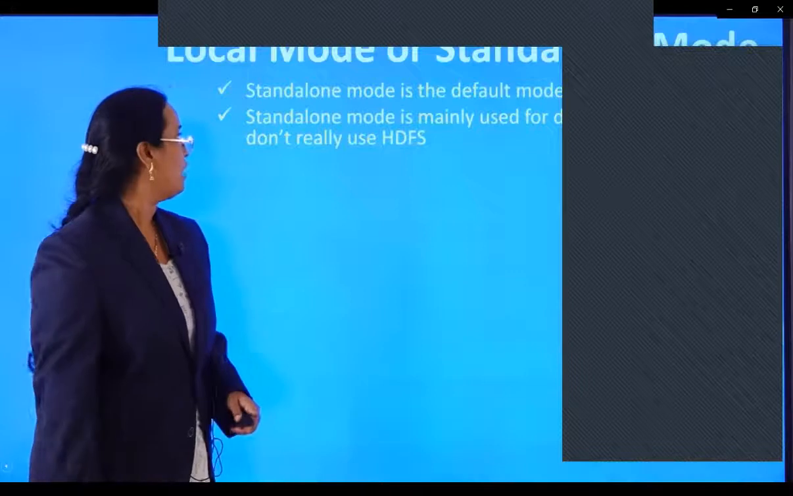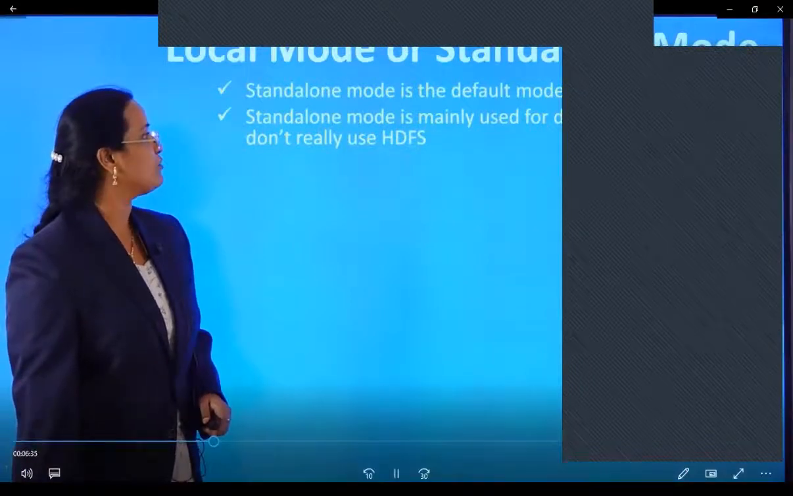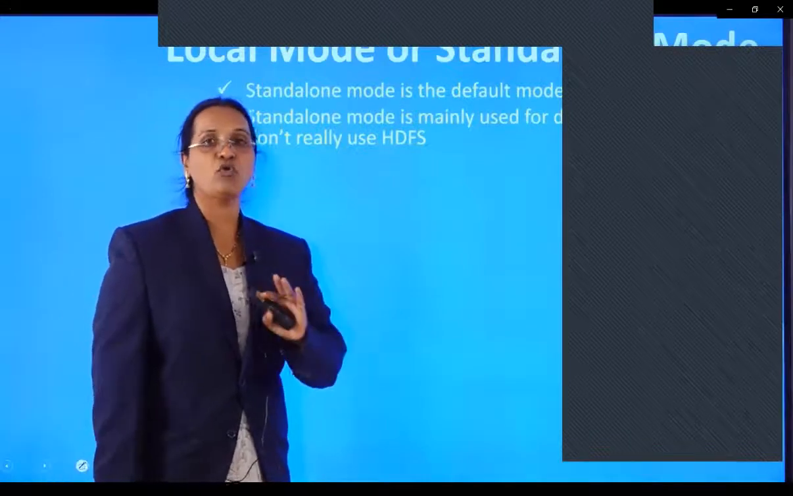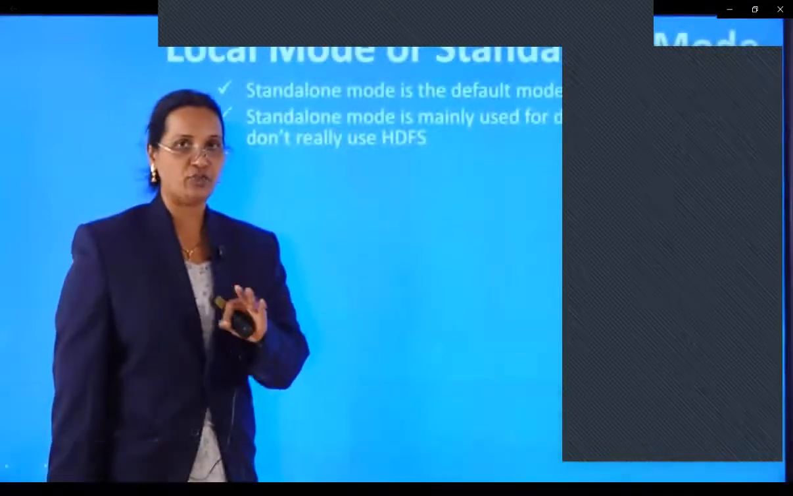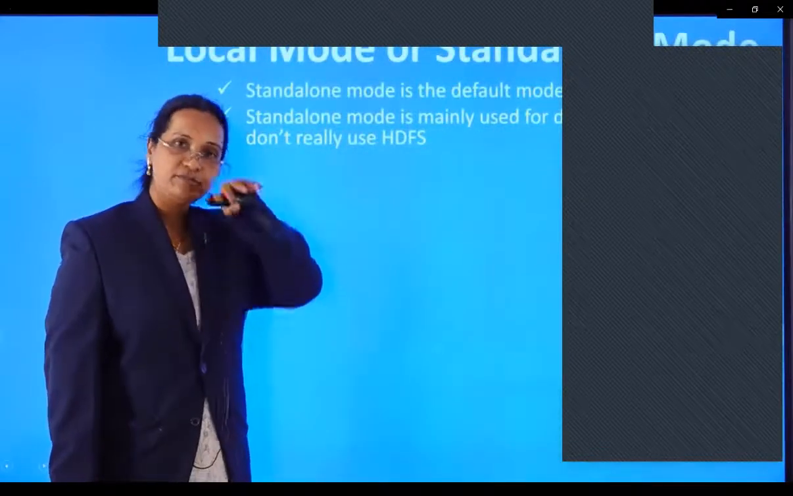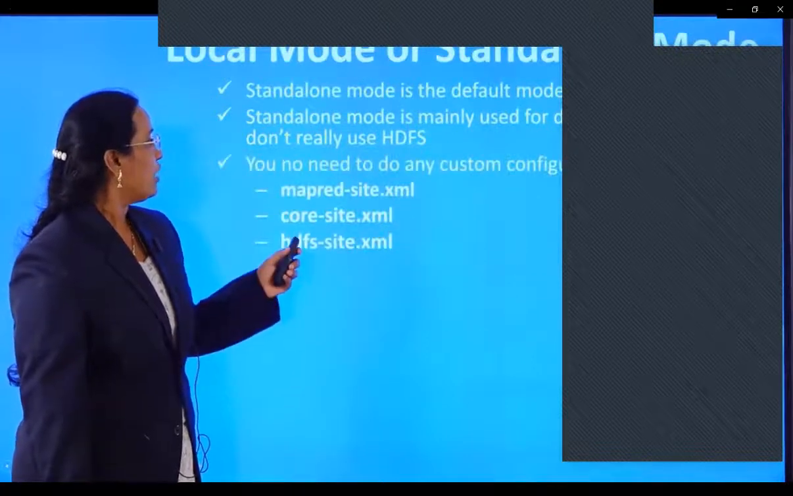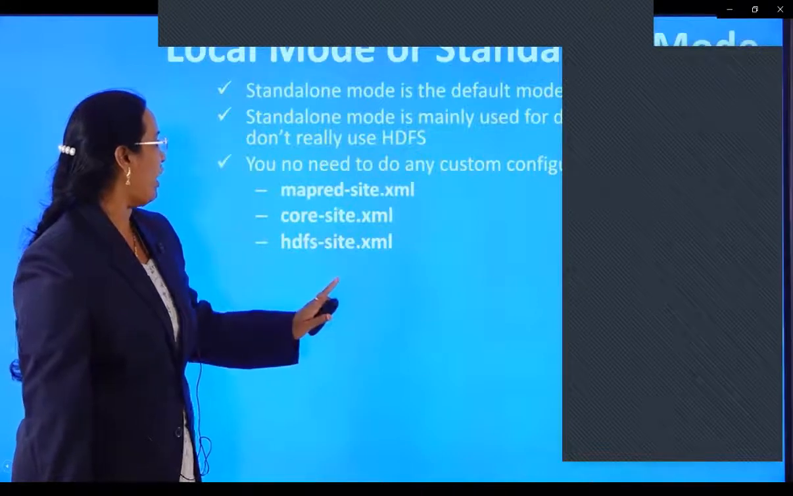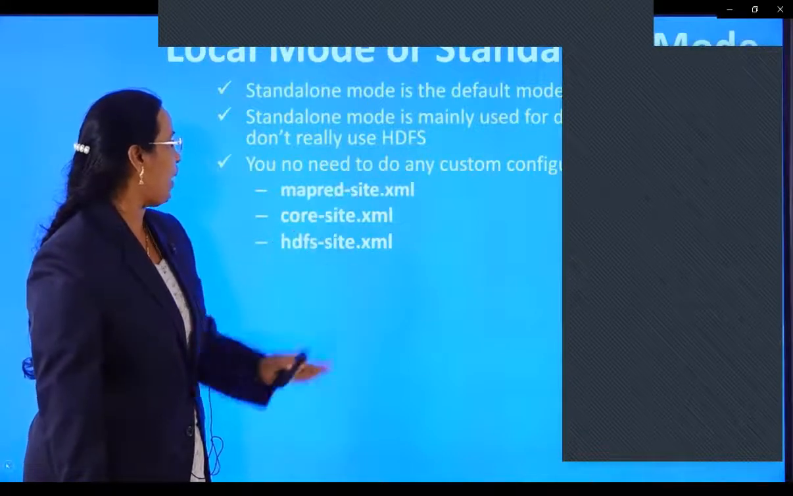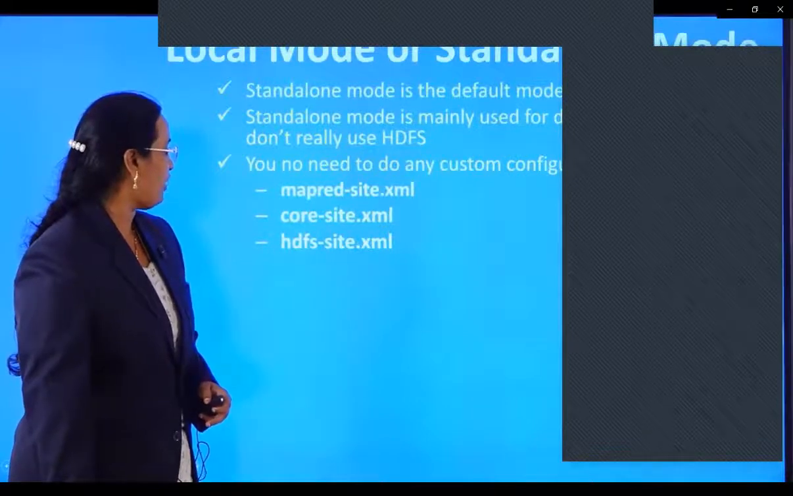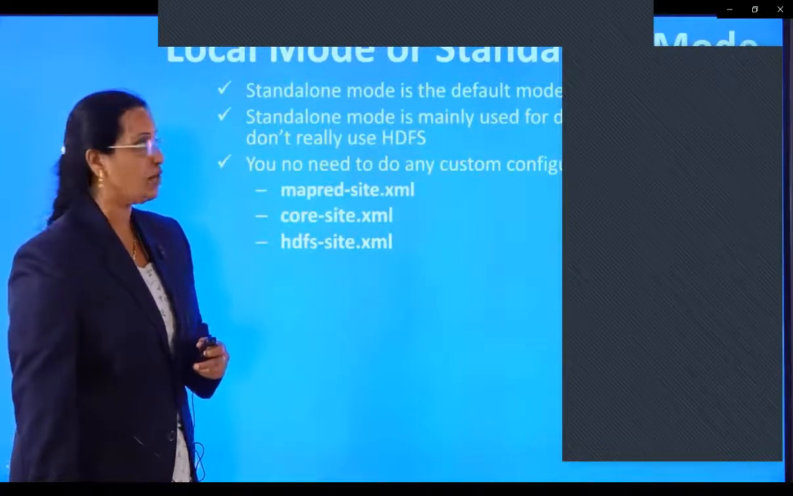It's a default mode, and standalone mode is mainly used for debugging, where you don't have the facility or function of the Hadoop Distributed File System, that is called HDFS. The distributed file system will not be there. So there is no need of a mapred-site.xml file. You don't require any core-site.xml file. You don't require any hdfs-site.xml file.